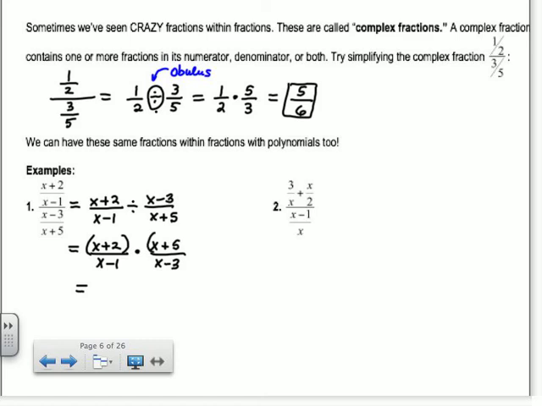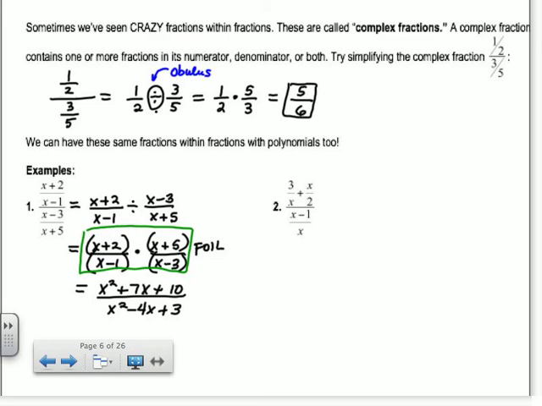So I'm going to FOIL. When I FOIL, I get x times x is x squared. My outer is 5x, my inner is 2x, so plus 7x. My last terms, 2 times 5, make 10. All over, first is x squared. Outer is negative 3x, inner is negative 1x, and that's minus 4x. Negative 1 times negative 3 is plus 3. So that's your answer. You can write it in either form. You can write it in the factored out form or in the FOILed out form. It doesn't matter.